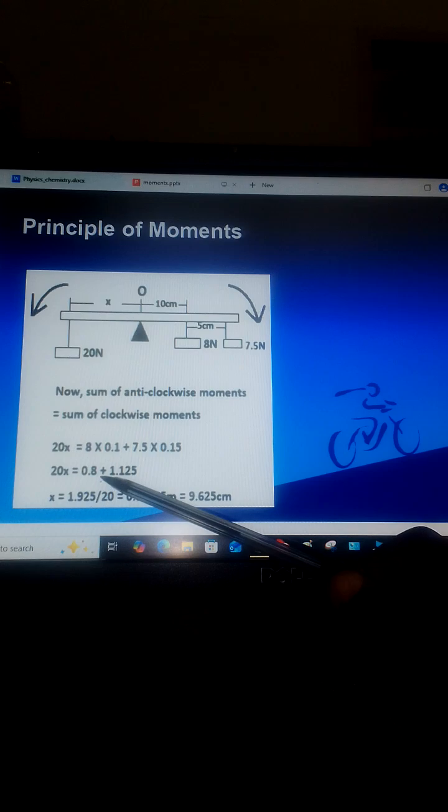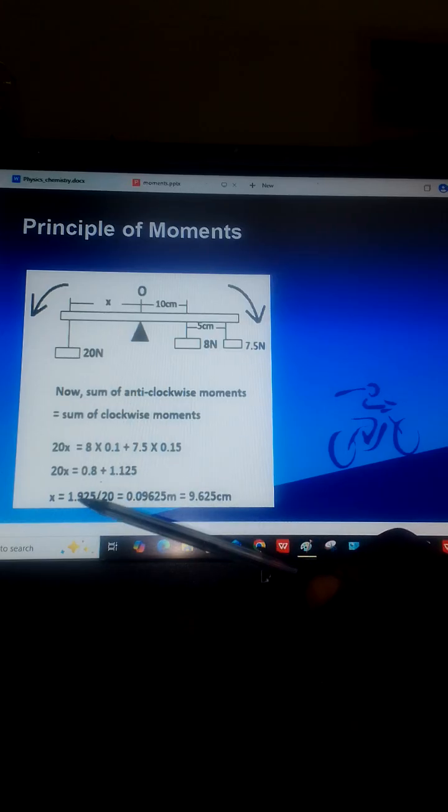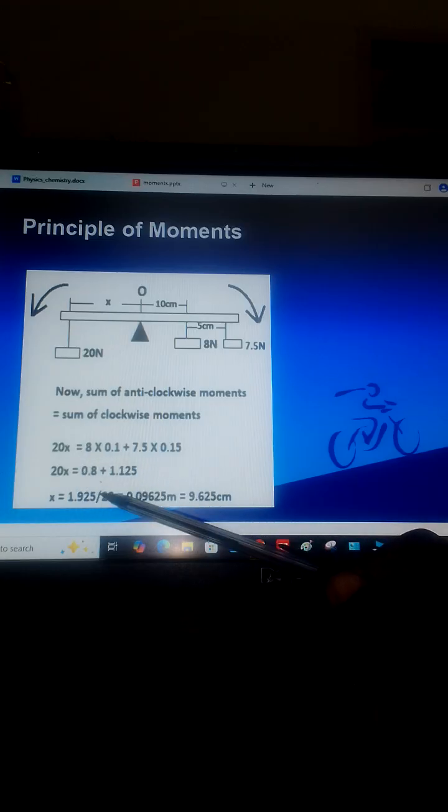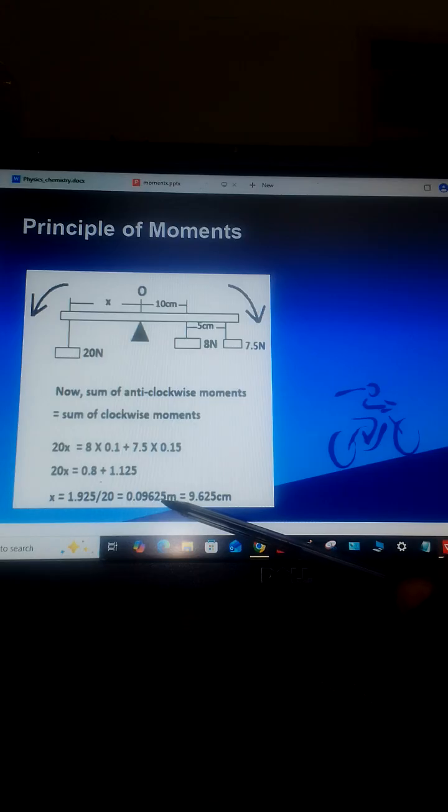So we get this times this is 0.8, plus this times this, and the sum of this you get 1.925. To get x here, you divide this side by 20, and you find that it is 0.09625 meters or 9.625 centimeters. So that's how you can use the principle of moments to calculate whatever item is missing in that system.